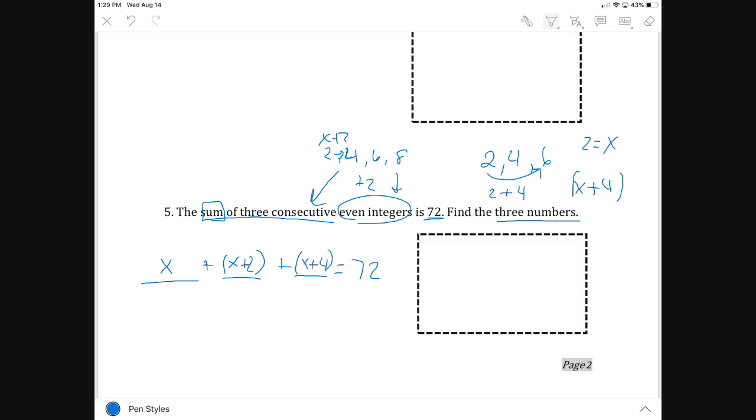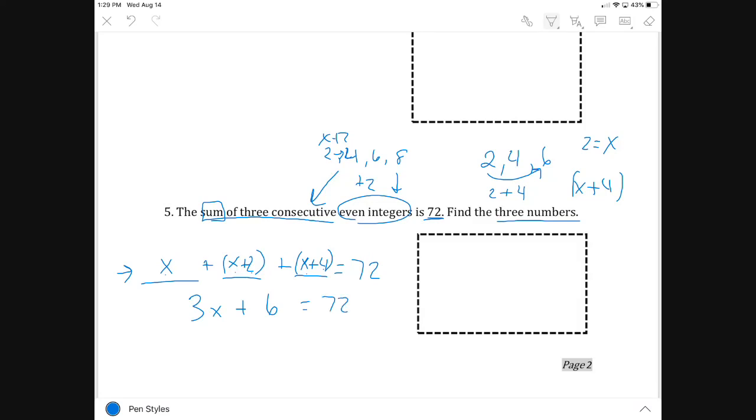So you've got x, which is our example of 2. You've got our x plus 2, which is our example of 4. And then you've got our 6, which is our x plus 4. So now that we have an equation, we can actually solve for the equation just like we have been. So we're going to combine like terms. We have 3 x's, so 3x plus 6, our 4 plus 2, equals 72.